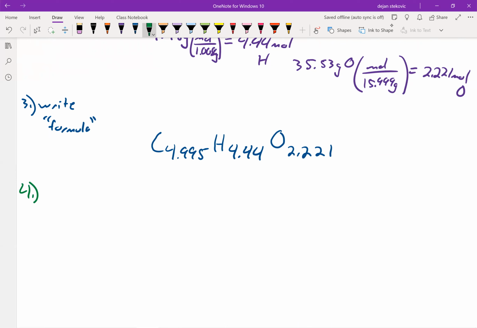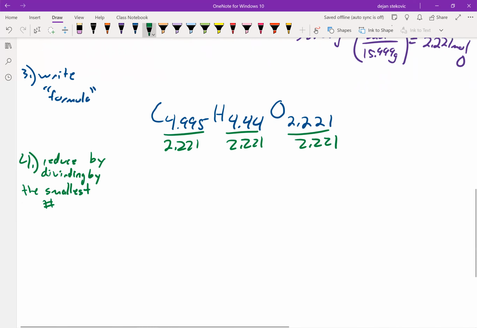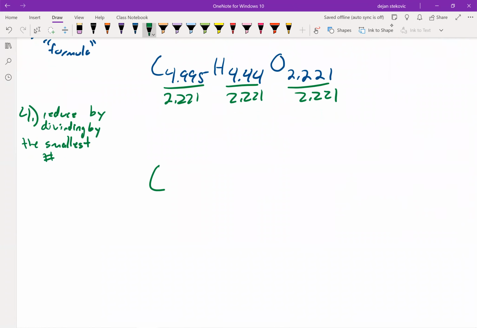In the 4th step, what we're going to do is reduce these numbers by dividing by the smallest number. Our smallest number is this 2.221. So we're going to divide each of these by 2.221. And then we're going to write out what we get. So we get carbon, in this case, 2.25, hydrogen 2, oxygen 1, right? So we're getting a lot closer, but note this is still not a whole number. So this is still not an acceptable way to write a chemical formula.